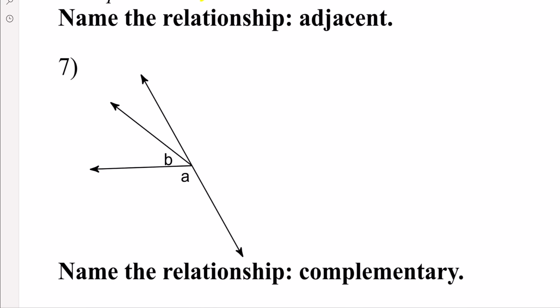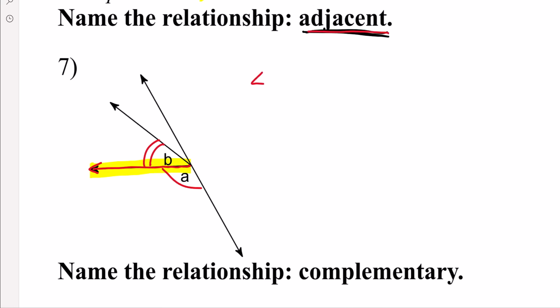Okay, now we're going to talk about special relationships. Adjacent relationships can be a little bit tricky, but adjacent angles mean that you have two angles that share a ray. So this ray right here separates angle A and separates angle B. And when they share a ray, those are called adjacent angles.